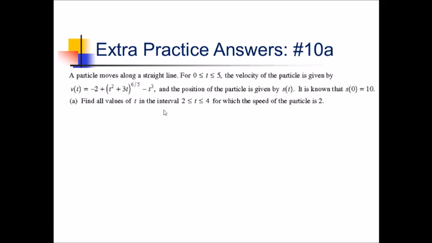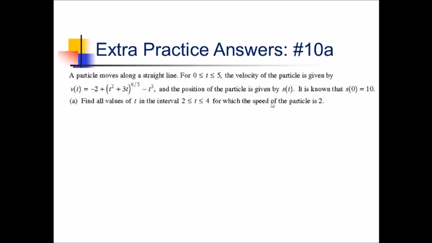On this problem, we have a particle going along a straight line. Between 0 and 5, its velocity is given by v of t here. This is kind of crazy looking. And the position is given by s of t, about which we know nothing except that s of 0 is 10.